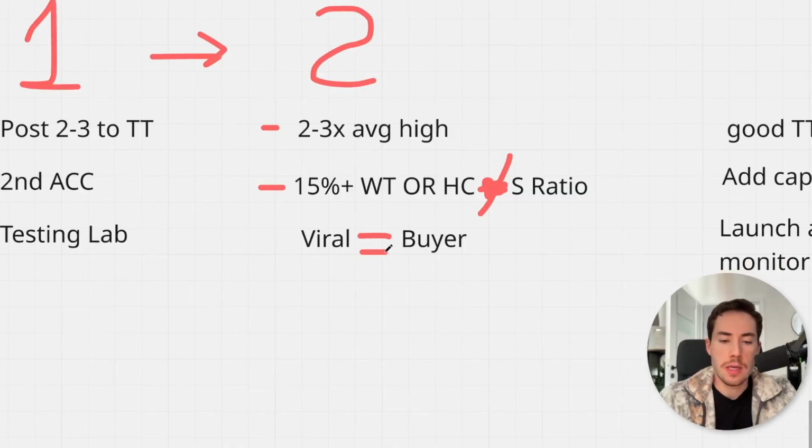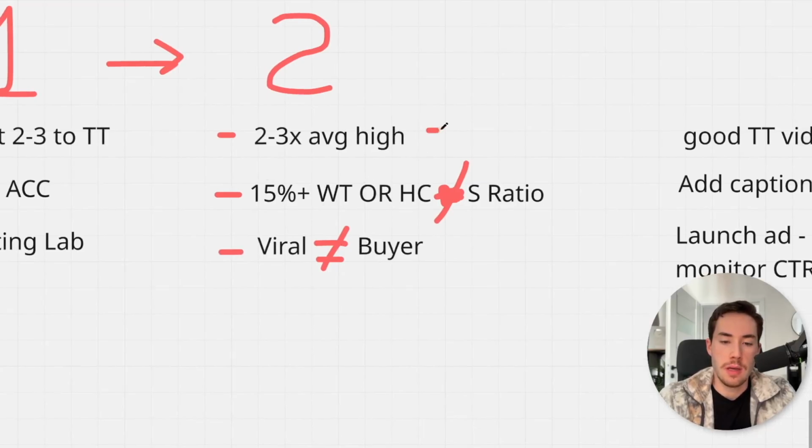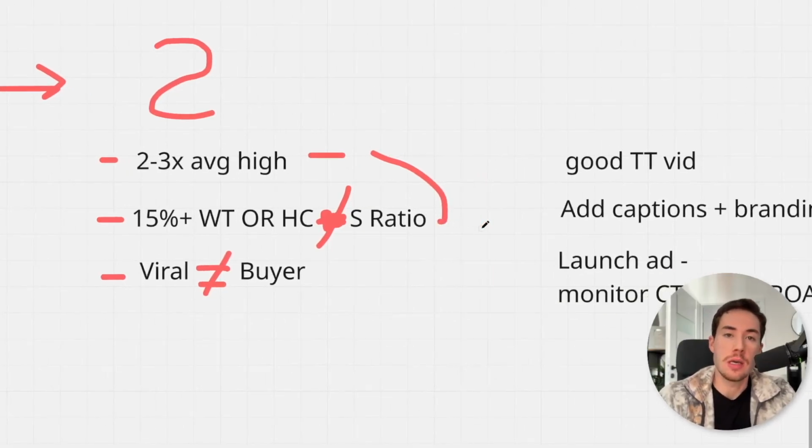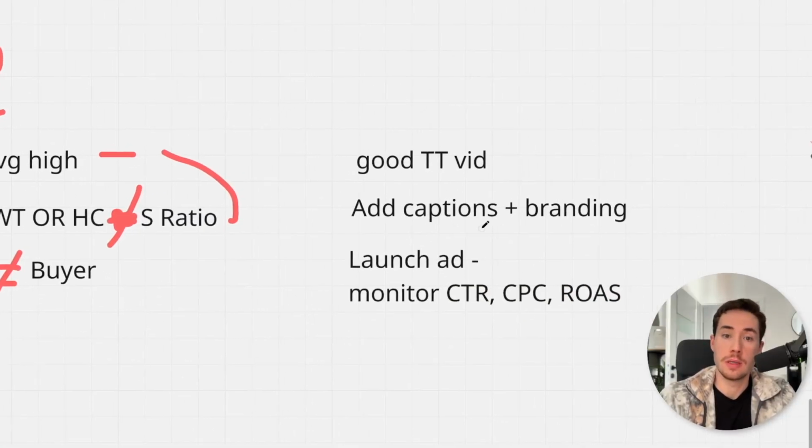Now, I also just want to note, it is very good to take a look at viral videos, right? Videos that go viral, viral ads, that type of thing. It's very good to look at those. But just because a regular organic video goes viral doesn't necessarily mean that they're going to convert into buyers. That's also something to note. But regardless, if you have a video under these specifications, right? 2 to 3x higher views than your average videos. If you have a 15% plus watch time or a high comment count or high save ratio, these are very good signs that you could potentially scale these into a good TikTok video, right? So then you have a good TikTok video.